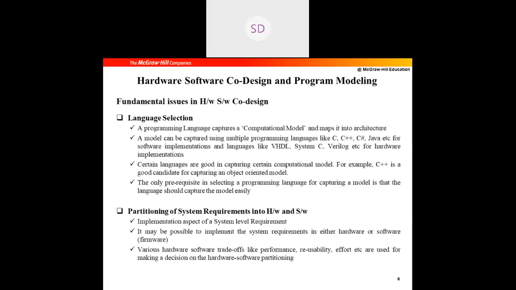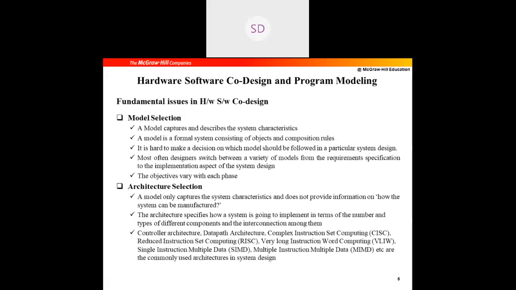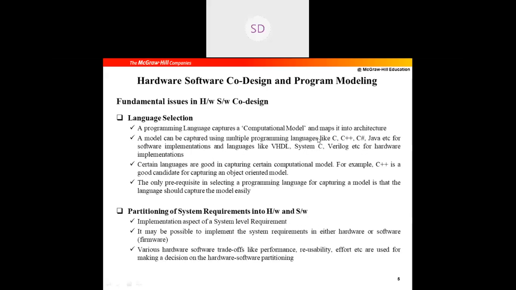So these are nothing but the various challenges involved in hardware software co-design: model selection, architecture selection, language selection, and partitioning the system requirement into hardware and software.